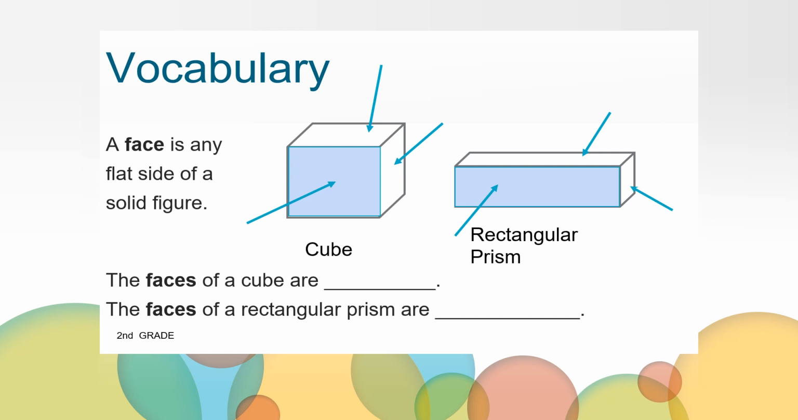Look at the rectangular prism. What shape are the faces of this rectangular prism? The faces of a rectangular prism are rectangles. If you are able to find a box at your house, see if you can touch the faces and say what shape the face is on your box.